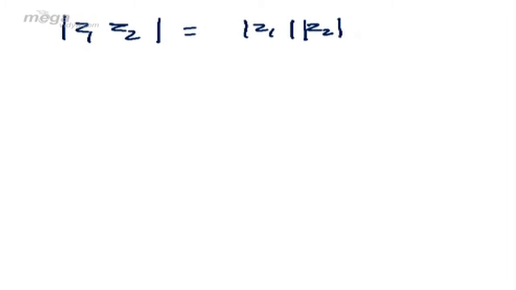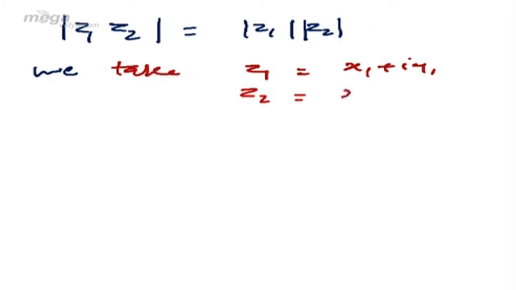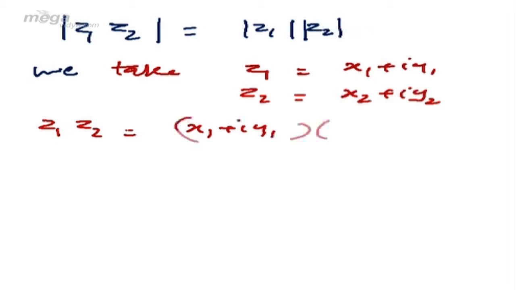First two properties, that is mod of z1 into z2 is equal to mod of z1 into mod of z2, and the second one, we will prove now. The last two proofs will be taken up when we will teach you polar form of the complex number. We take z1 is equal to x1 plus iy1 and z2 is equal to x2 plus iy2.